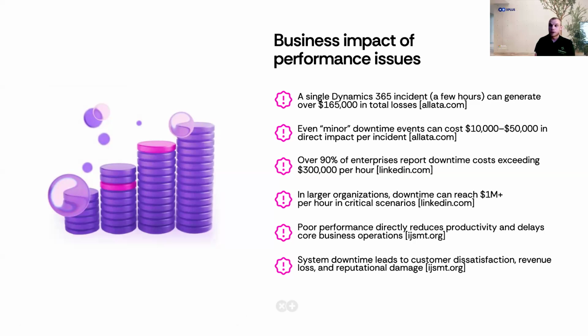But if we talk about, for instance, big enterprises, the costs can be a few times more, like $300,000 per hour of system downtime. Yeah, so the cost of performance issues and downtimes can be really significant. If we imagine a situation where our system goes down for a few hours, the costs can be really astronomical, we could say.